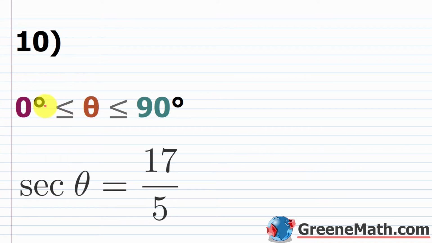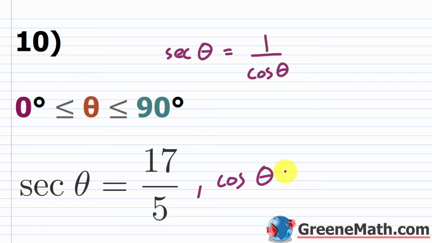Okay, let's look at problem 10. So theta is greater than or equal to 0 degrees and less than or equal to 90 degrees. And we're given that the secant of theta is equal to 17 over 5. So again, we know that the secant of theta is equal to 1 over the cosine of theta. So my cosine of theta here is going to be, just flip this, so this is 5 over 17. Again, you can just find the reciprocal.